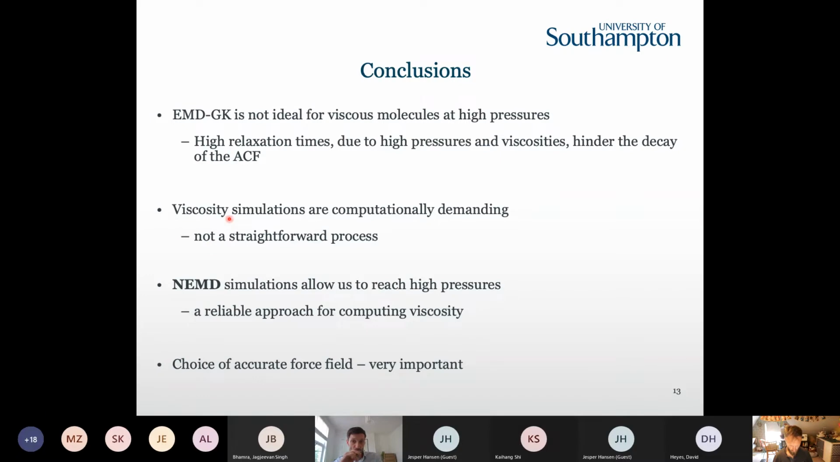Calculating viscosity is not a straightforward process, and it's demanding. NEMD simulations allow us to calculate viscosity at high pressures, and we believe it's a reliable approach for computing it. And also, it is very important to choose an accurate force field.